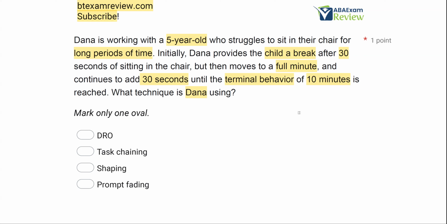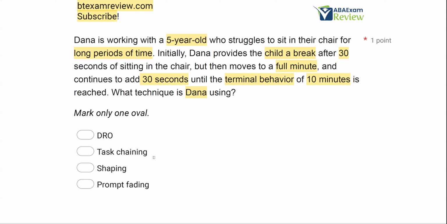A, a differential reinforcement of other behavior procedure, or DRO. With the DRO, we are reinforcing for the absence of a behavior. In this case, the child has to sit for the allocated amount of time, so it is not a DRO. B, task chaining. With the task chain, we've done a task analysis and we have steps that we are teaching to achieve a complex skill. Dana is not teaching a task chain here. We're focused on that singular behavior of sitting.